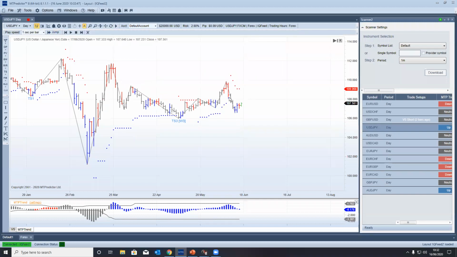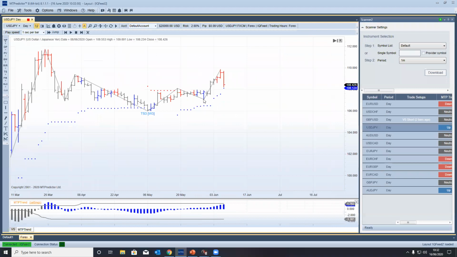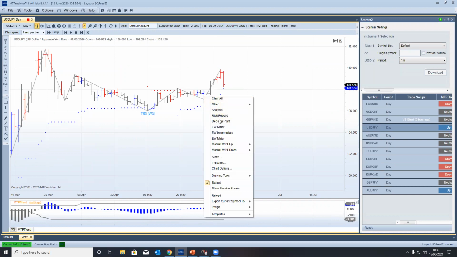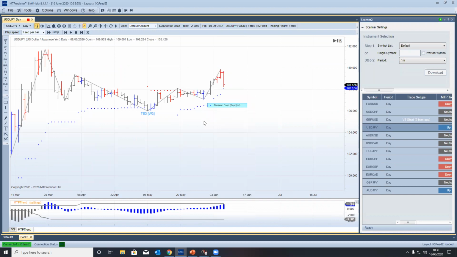It happens so many times. If I go back to here, do you see this? This is the last swing into the high. Yep, you got that? There's the last swing into the high. You right mouse click, you do the decision point. This is an area of potential support.